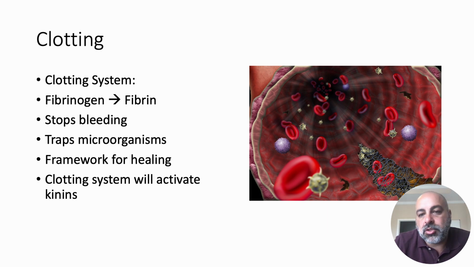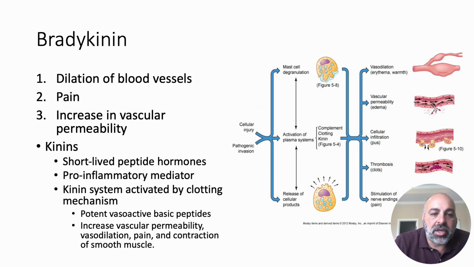Clotting. Clotting is part of the healing process. We have an inactivated structure, or a zymogen, okay, floating in our bloodstream, and through the clotting cascade, we activate it into fibrin. Fibrin is what causes the clot buildup, this mesh network to close up a wound, okay? Here, this point down here: increased vascular permeability, vasodilation, pain, and contraction of smooth muscle.